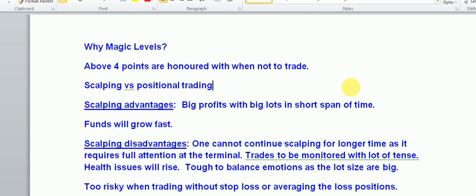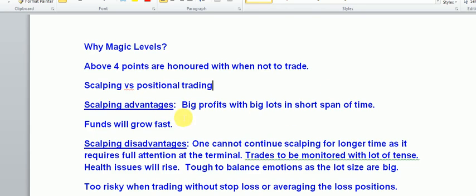There were a few traders asking about scalping versus positional trading, which is best, and can we do scalping trading with magic levels. Scalping can be advantageous to the people who sit in front of the system. I will try to explain a few advantages and disadvantages of scalping versus positional trading.